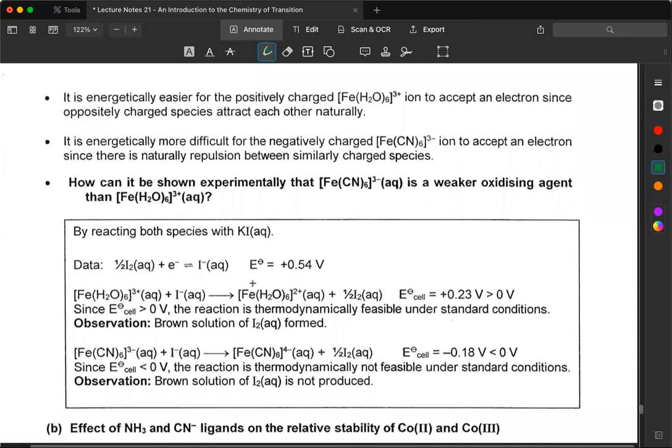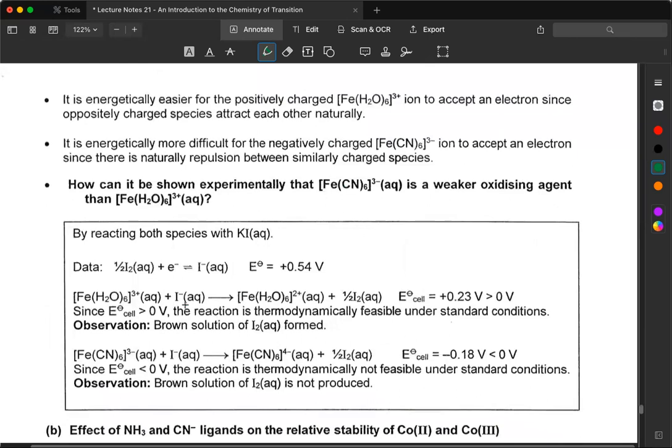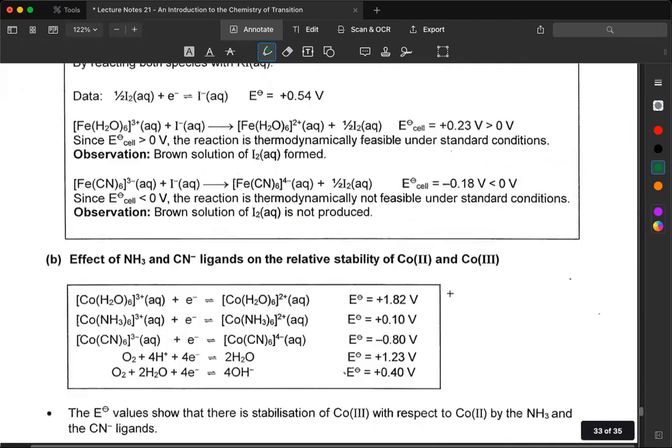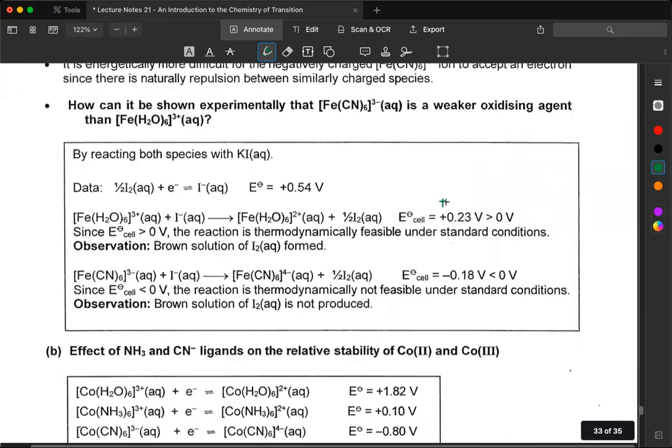You just use the E0 cell value. So this one with iodide is being oxidized, meaning the other one is reduced. The E0 cell is 0.77 minus away the one that's oxidizing directly, which gives 0.23. So the E0 cell is positive. The reaction is thermodynamically feasible under standard conditions. A brown solution of iodine will be formed.